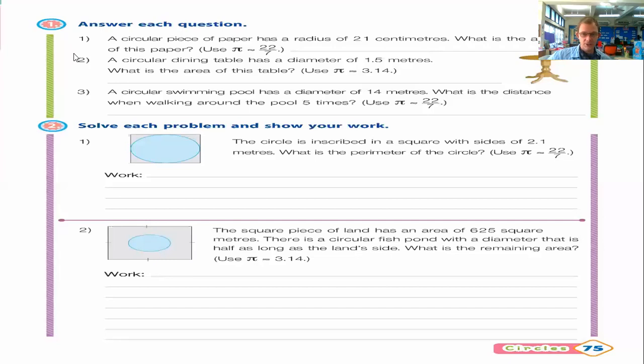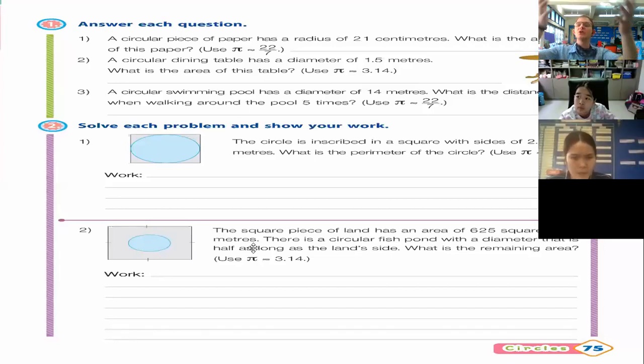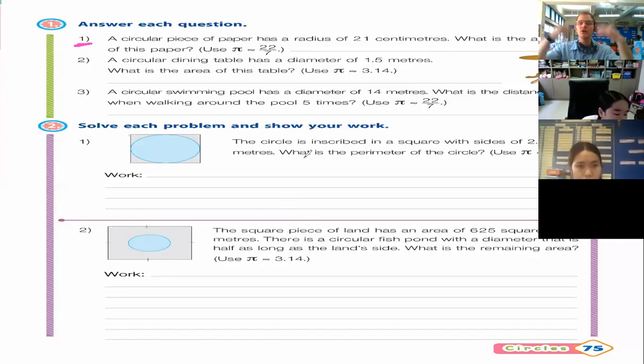I want to jump straight into some of these questions, and I want you guys to help me answer them so that we can practice our areas and perimeter calculations for circles. So number one over here, let's all read together. I'll read it first and I want you guys to read it back to me. Number one, a circular piece of paper has a radius of 2.1 centimeters. Oh, sorry, 21 centimeters. What is the area of this paper? Will you guys read that back to me?